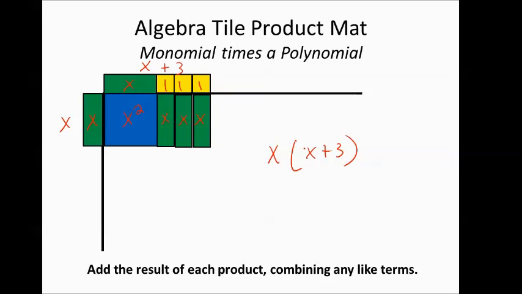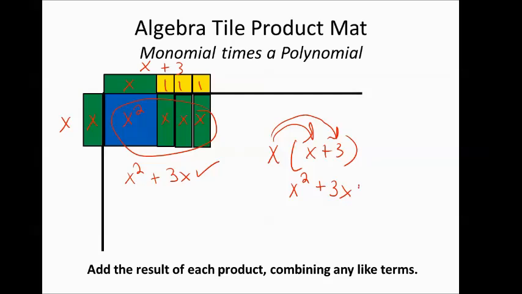Let's use the distributive property for this. I'm going to multiply the x times the x and the x times the 3, and that's going to give me x squared plus 3x. Well, isn't that the same thing I would get if I actually wrote out the expression of the product from these tiles? Let's see. I have 1 x squared tile plus 3 x tiles. Same. So x squared plus 3x is what I get from the product.